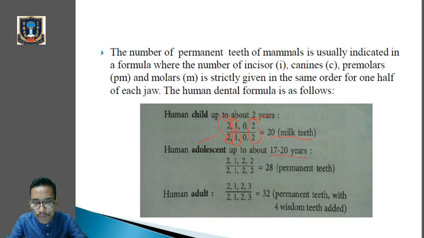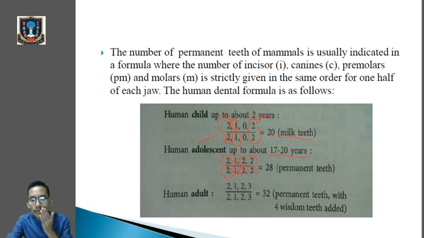We are going to learn again 1/2 of each jaw. So how many incisor? Just look over here. 2 incisor in the upper part, canine 1. Now we are finding premolar. How much? 2 premolar. And how many molar? 2 molar. Similarly in the lower half, 2 incisor, 1 canine, 2 premolar and 2 molar.